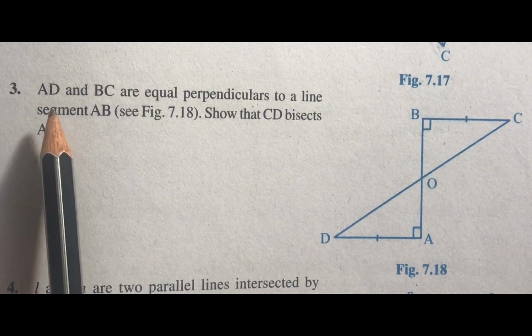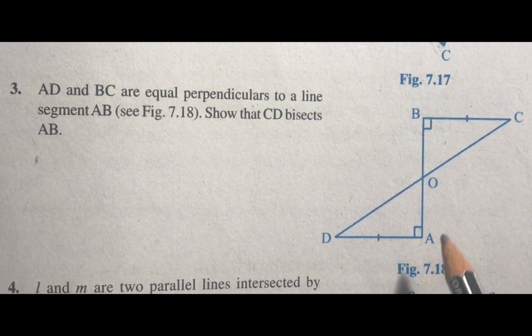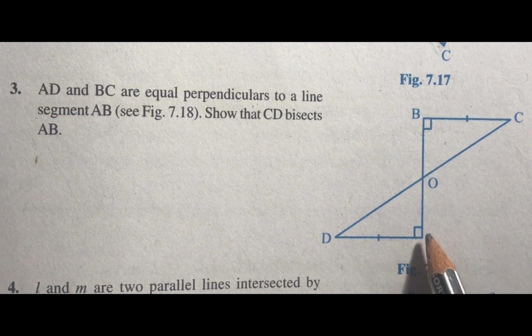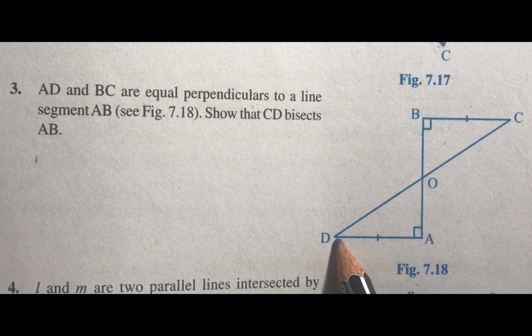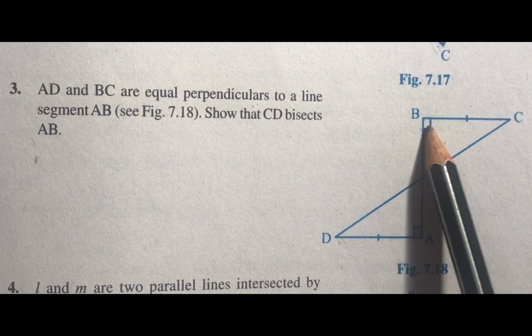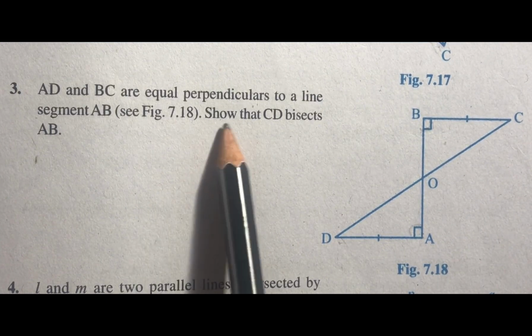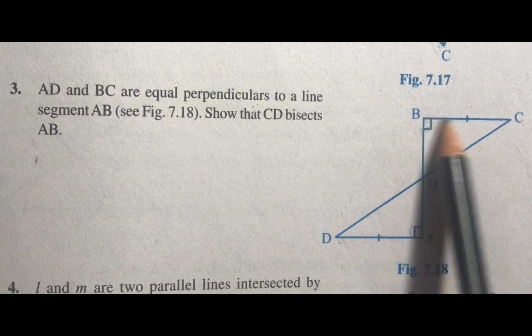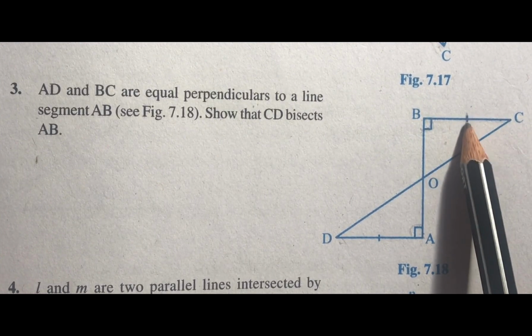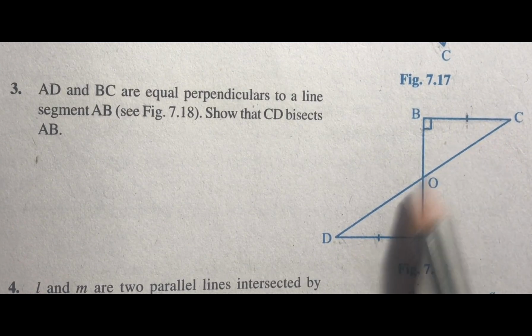Moving on to question number 3. AD and BC are equal perpendiculars to line segment AB, that is AD and BC are perpendiculars to AB. So this angle and this angle are 90 degrees. Equal perpendiculars means what? BC will be equal to AD. So these sides are equal.